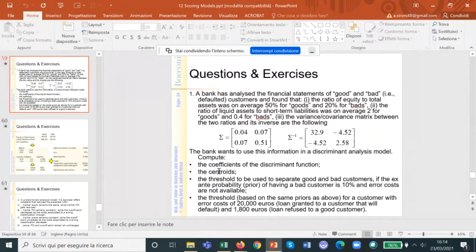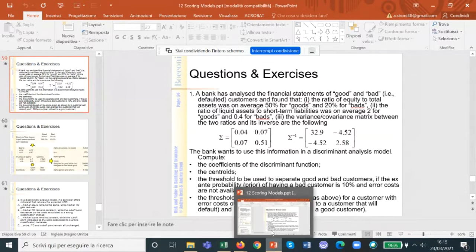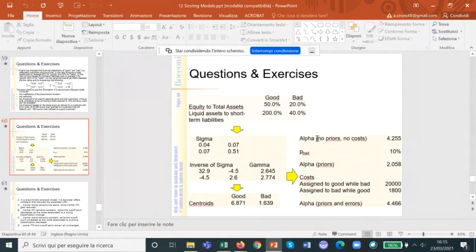If the ex ante probability of having a bad customer is 10%, the error costs are not available. So here you can compute the cutoff point alpha as simply the mean of the two centroids. If you take the average value of these two centroids, you get the cutoff point without taking into account the priors and without taking into account the cost of the errors.